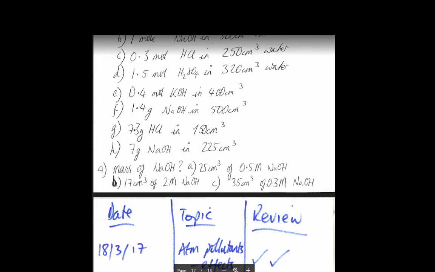And here, again, we've got a mass, we've got a volume, so you need to work out. If you use your concentration equals number of moles over the volume, you can use that to work backwards for this.